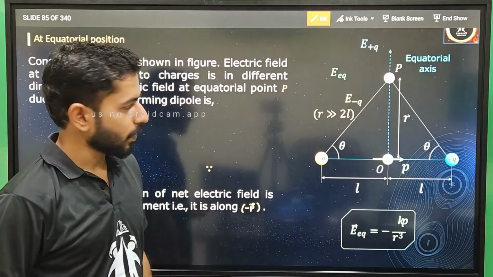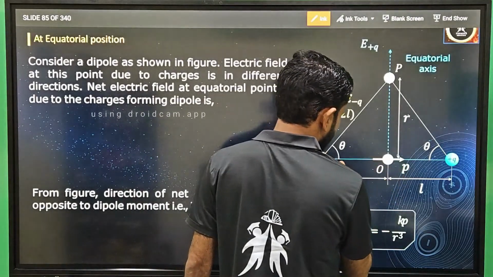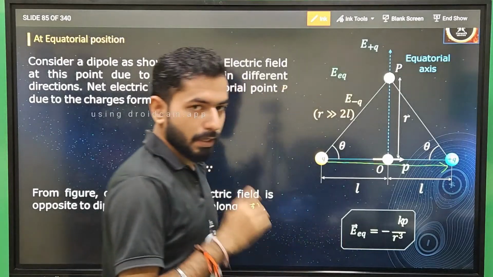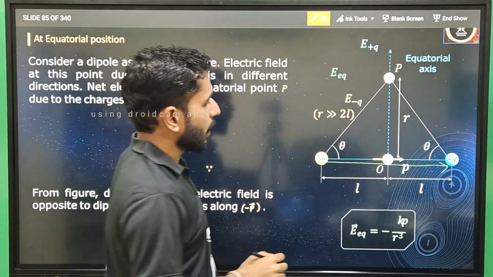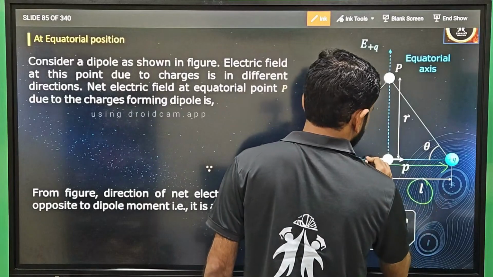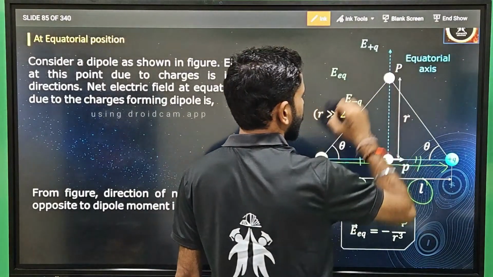Let's see how. Firstly, understand where your dipole is. This is negative, this is positive. Draw the dipole patiently. This is your dipole. Some theta and everything is mentioned. This is at a distance r. This distance is L, this distance is L. That means it is a bisector, I have already told you. And this point P I want to calculate.